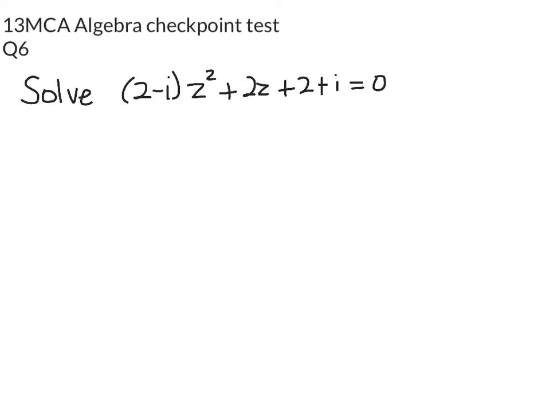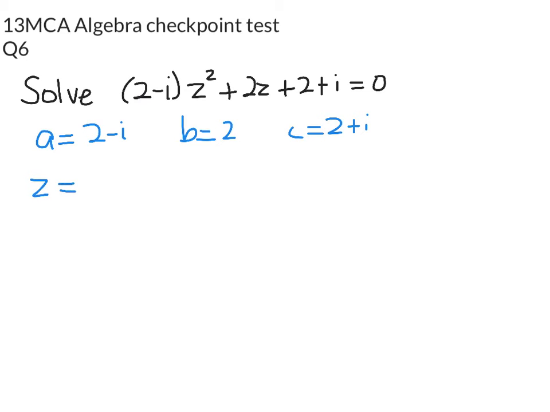So we just apply the quadratic formula. It's actually a pretty straightforward exam question. We've got a is equal to 2 minus i, b is equal to 2 and c is equal to 2 plus i. We just have to be a bit careful with manipulating the i squareds, and we're going to need to remember to multiply by the conjugate when we get further in.